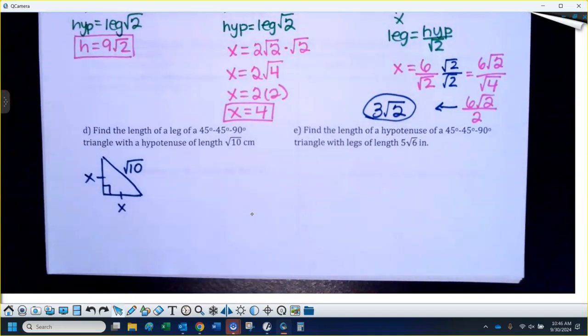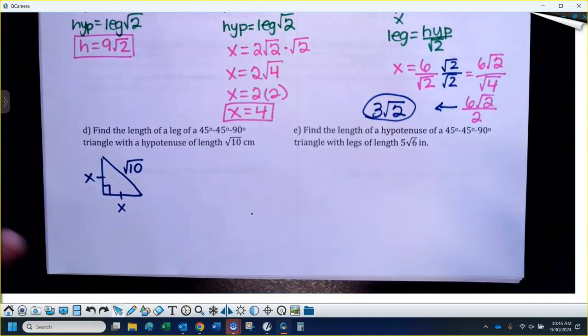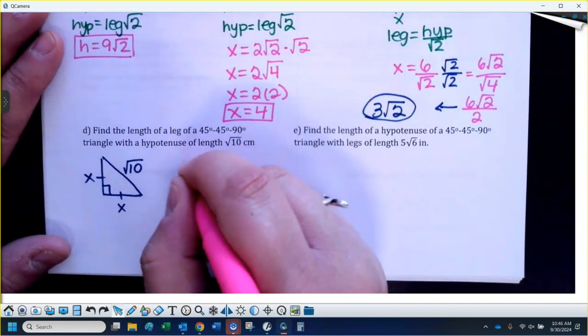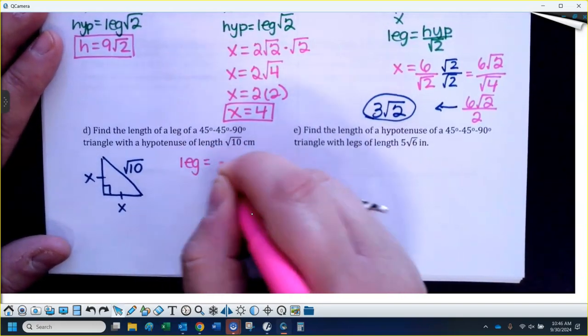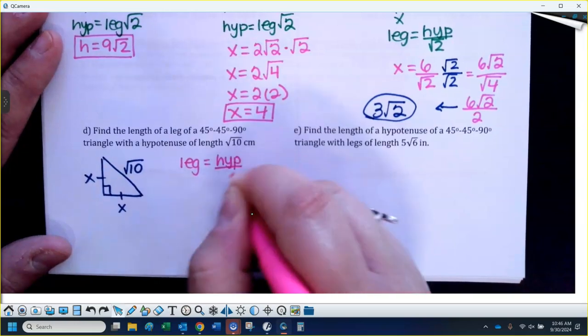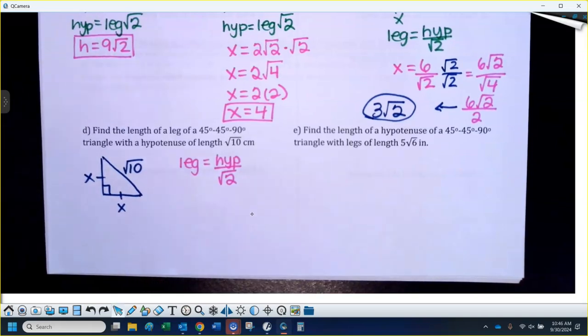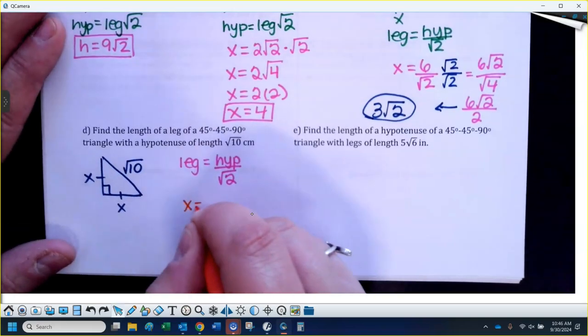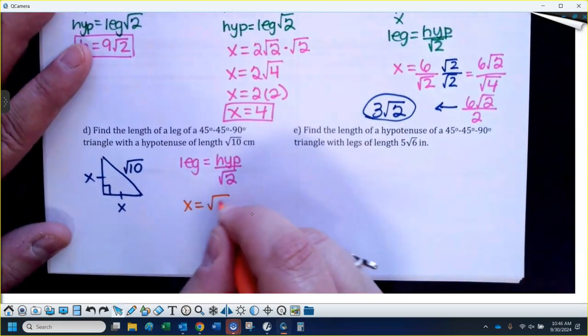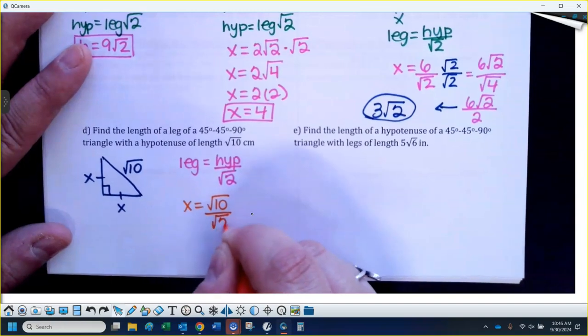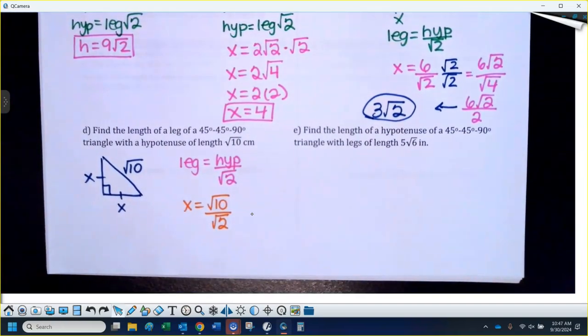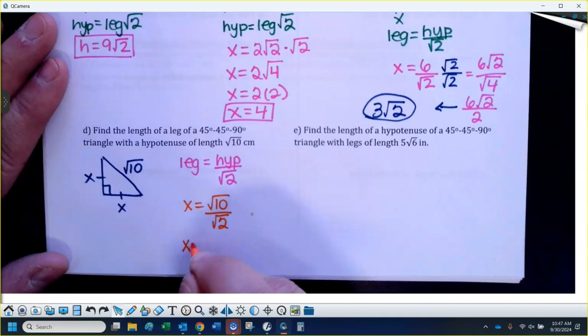All right, so there's my leg. So all I have to do here, your leg is your hypotenuse divided by the square root of 2. So this is actually similar to the question we just did, but it's going to look totally different algebraically because we have different information here. So I called the leg x in my picture. My hypotenuse is root 10, so I'm going to divide that by root 2. Does anybody know what that would actually be?